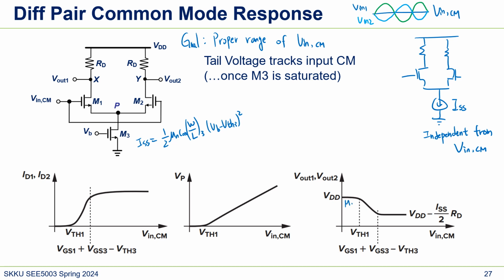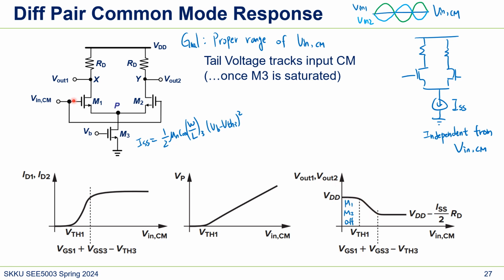Before VTH1, M1 and M2 are off, which means no current flows, because we're not using an ideal current source. We are using an NMOS current source, so the current will not flow when V in CM is too low. The voltage of out 1 and out 2 is VDD. Once V in CM is larger than VTH1, the NMOS starts to turn on, the current flows and goes up, and then V out 1 and V out 2 will decrease.